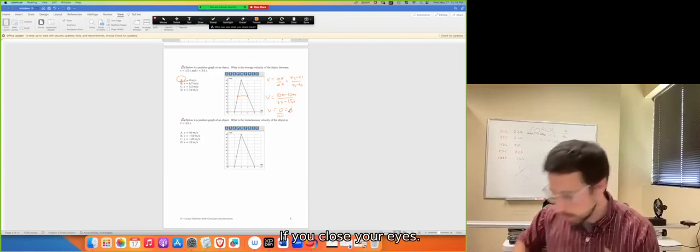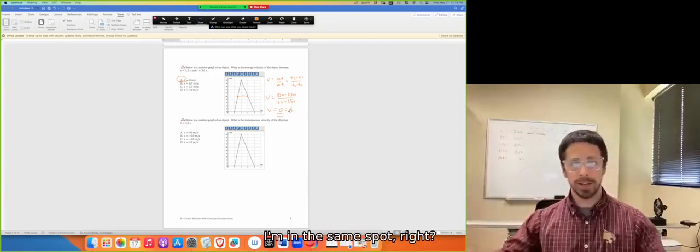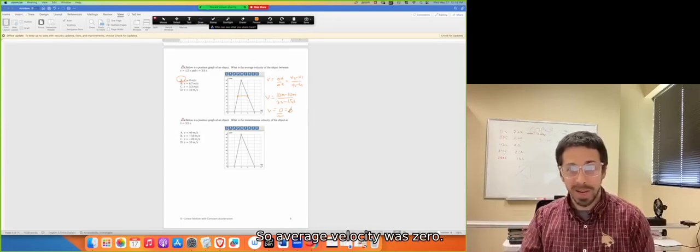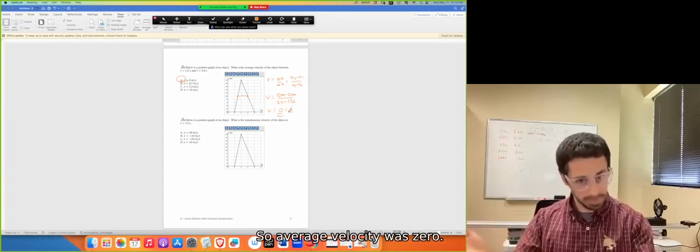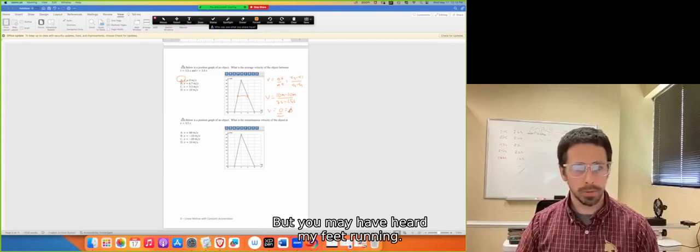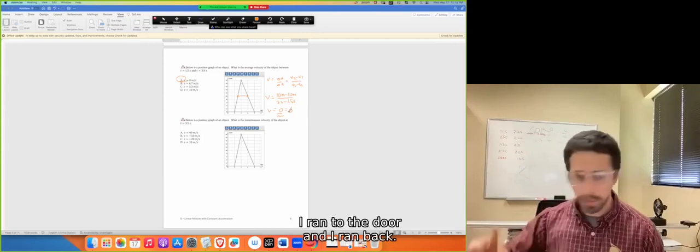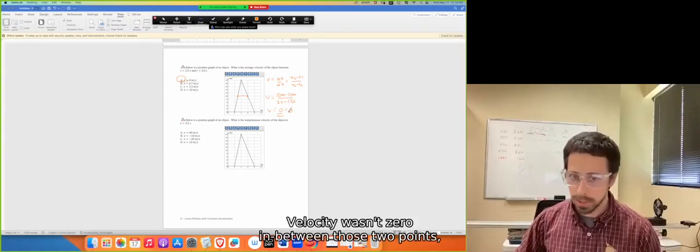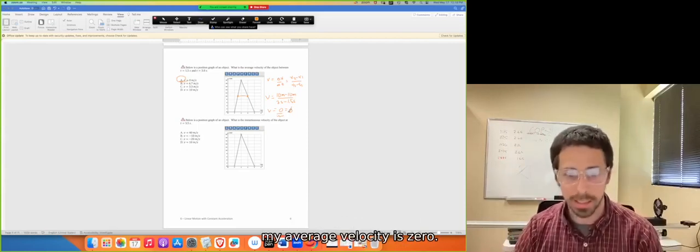If you close your eyes, all right, now you open your eyes. I'm in the same spot, right? So my average velocity was 0. But you may have heard my feet running. I ran to the door and I ran back, right? My velocity wasn't 0 in between those 2 points, but my average velocity is 0.